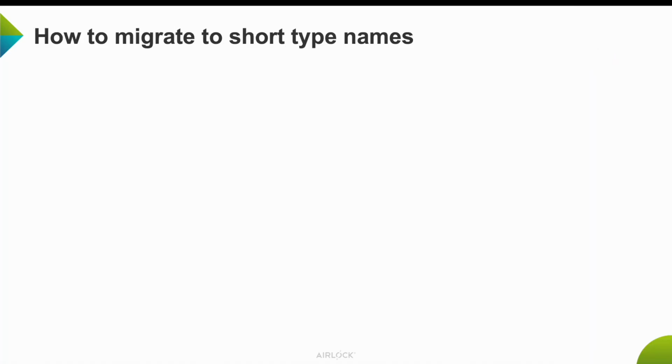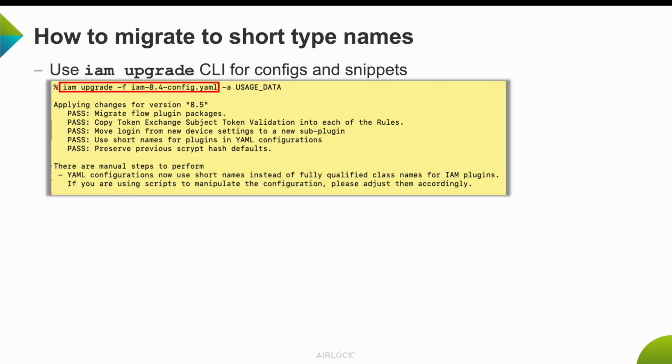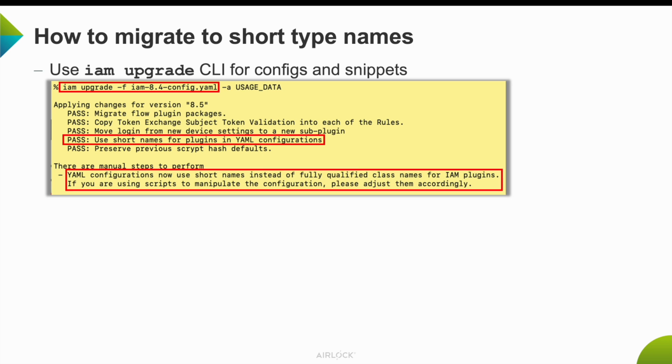How to migrate to short type names. So if you have an 8.4 YAML configuration that still contains fully qualified class names, you can just use the IAM upgrade CLI for migrating configurations and snippets. As shown in this example, it will do the migration for all your configurations and your snippets. But it also warns you that there might be some manual steps, which we will see just in a minute. If you wondered what this -a usage data is, Mike is going to explain it later in this presentation.